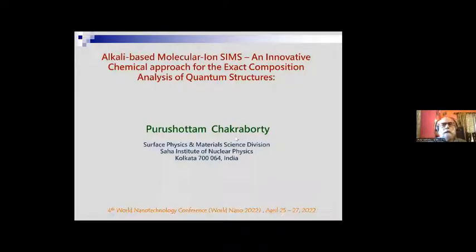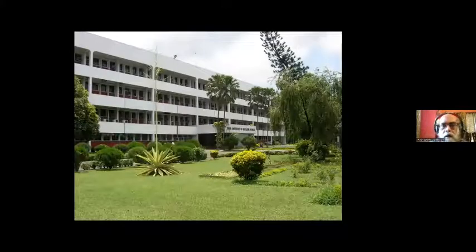So my talk is on alkali-based molecular SIMS, an innovative chemical approach for the exact composition analysis of quantum structures. I worked at the Surface Physics and Material Science Division of Saha Institute of Nuclear Physics, Kolkata, India. This is my institute building, where most of the work has been carried out at my laboratory.